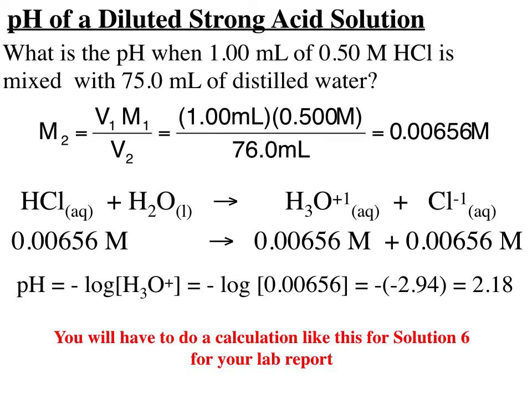So every bit of the 0.00656 molar HCl becomes 0.00656 molar hydronium. And so the pH is minus the log of the hydronium, and that is equal to minus the log of 0.00656, and that will be a pH of 2.18. So this will be a calculation that you will be doing in our laboratory today.